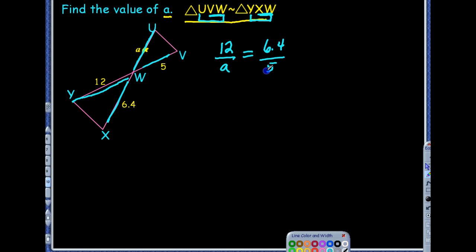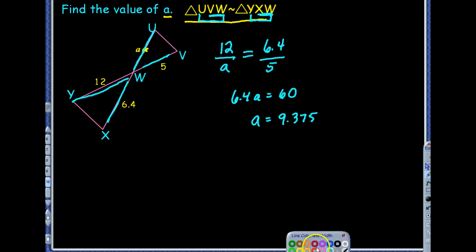Now, you could remember from the last couple days, you could write this proportion lots of other ways: do the reciprocals, switch the means, or switch the extremes, whatever. Yeah. Okay, so we cross multiply. So we're going to get 6.4A. And when I take 12 times 5, that's going to give us 60. And then when I take 60 divided by 6.4, that's going to give us 9.375. Okay. And that's all I had to do, was find the value.